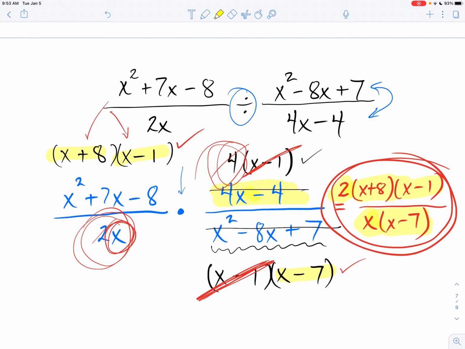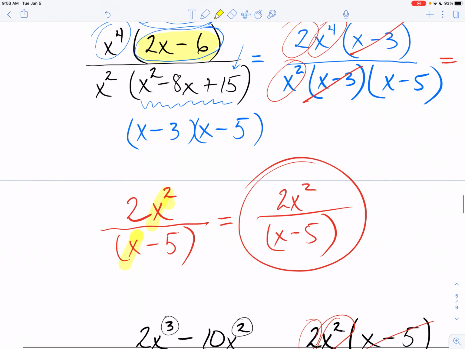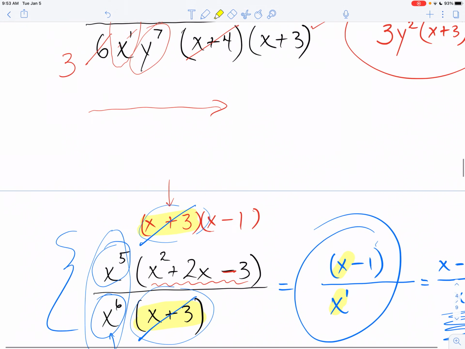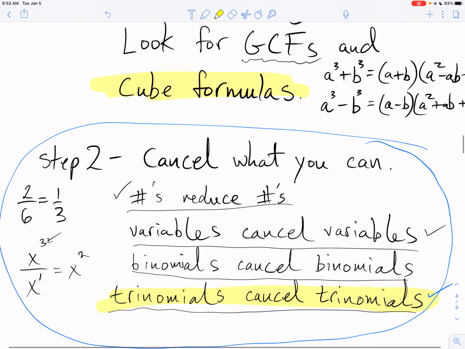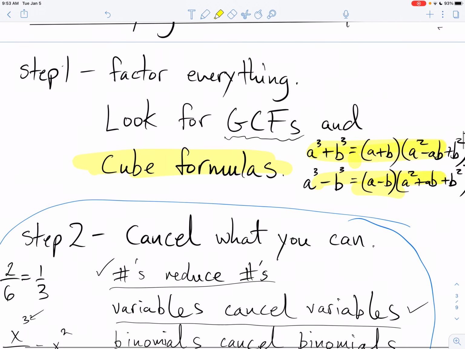So, once again, if you see a division problem, just flip the second fraction, make it a multiply, and what do you do? You factor first. Whatever you do, it's factor first. Cancel second. Those are the 2 steps involved, and don't forget about cube formulas because they do exist.